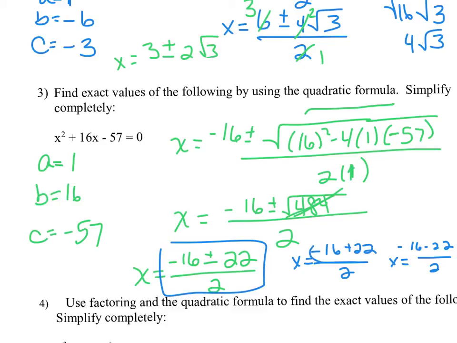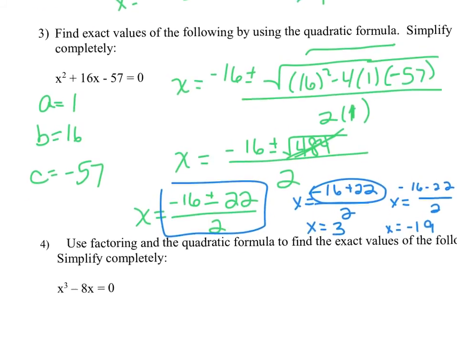Remember, do the whole top, so negative 16 plus 22, which would give you, what, 6? Yes. Positive 6 divided by 2, so x is just 3. And this one is negative 16 minus 22, so that's negative 38, and negative 38 over 2 is negative 19. So those are your 2 answers. It's not radicals, but you still had to use the quadratic formula.